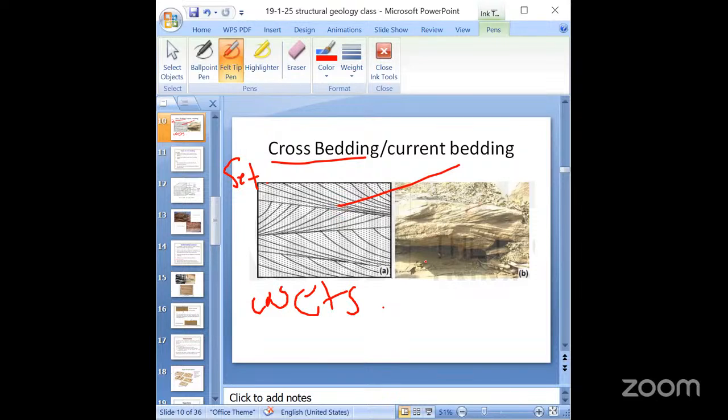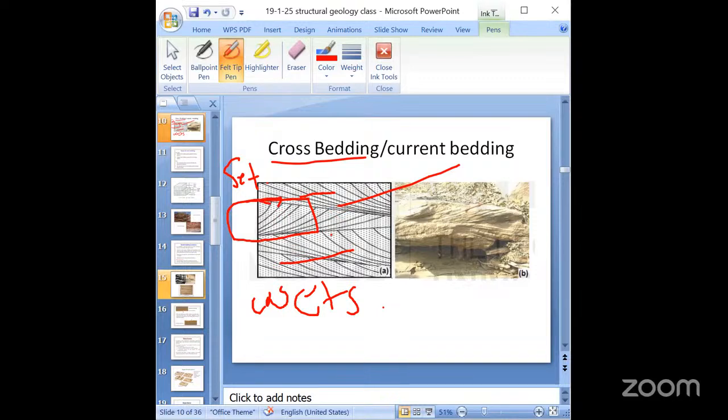So these are the three sets. Often the top and bottom sets are parallel. You see here, top and bottom sets are parallel, and the foreset meets the top set at a high angle. You see here this one, high angle. So when the top and bottom beds show convergence at a point, it is said to be wedge cross. It's called wedge cross stratification.